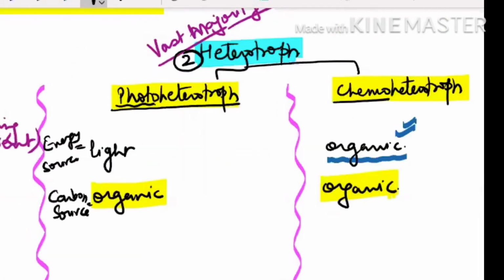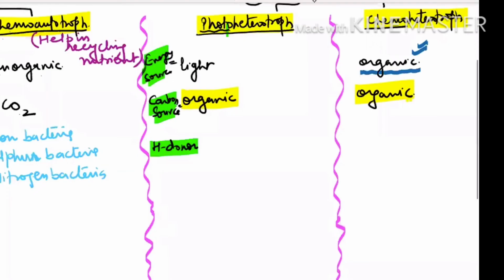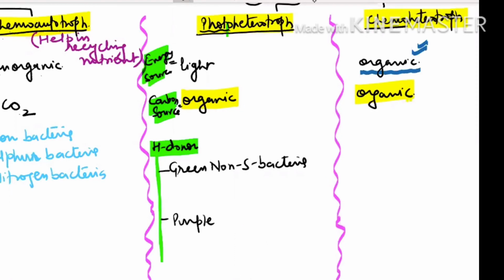Heterotrophs are classified into two categories, photoheterotroph and chemoheterotroph. Now see, with respect to the hydrogen donor, there we made green sulfur bacteria and purple sulfur bacteria. Here we will say there are green non-sulfur. So green non-sulfur bacteria will come here. And purple non-sulfur bacteria will also be here because they are not using sulfur compounds.